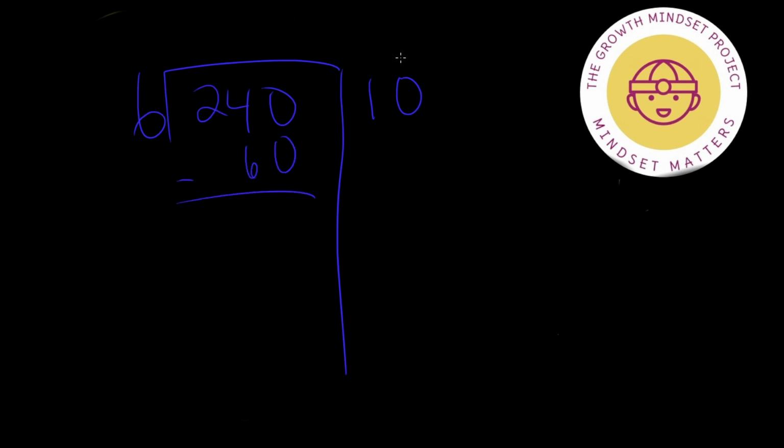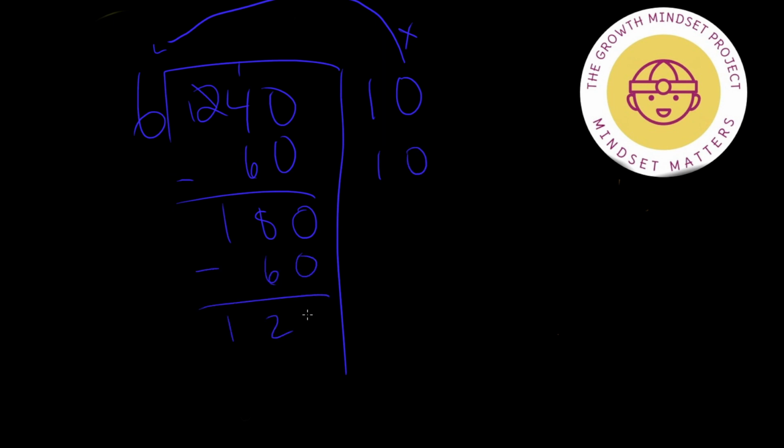Okay, let's do our subtraction. Okay, let's do 10 again. That's going to be another 60. Let's do 10 again. That's going to be another 60. And let's do 10 again. That's going to be another 60. Okay, we're done. We're done because we're at 0. We can't do anything else.